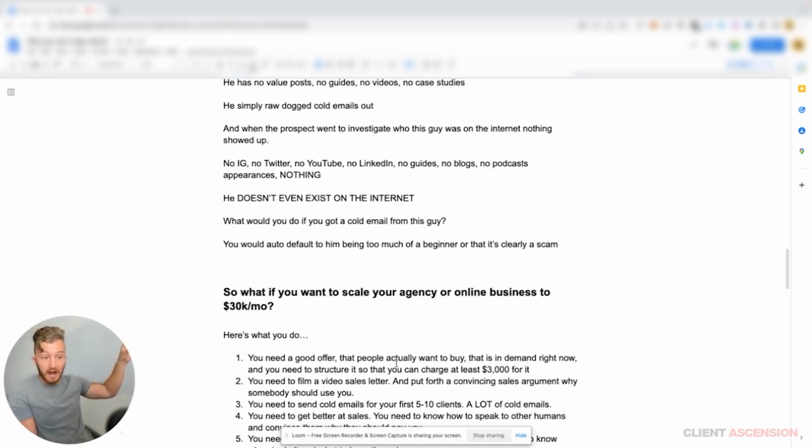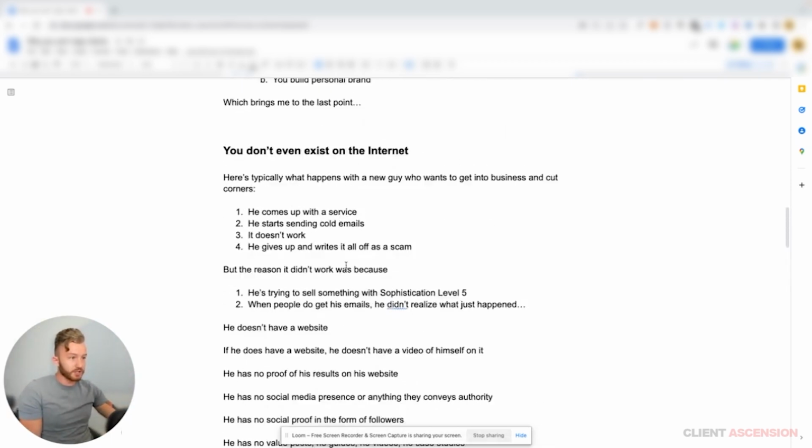So if it's at level 5, the only way this is going to work is if you start building a personal brand. If it's at level 1, you can just raw dog this out, right? Bare minimum, you can just have a landing page and it's probably going to work, right? So I'll give you a for instance up here real quick.